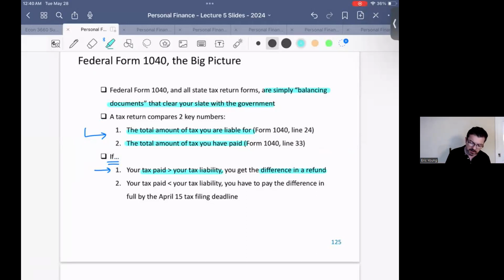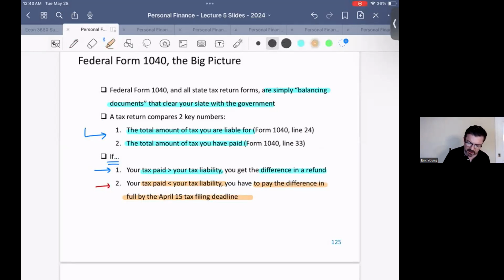On the other hand, sometimes it works out the other way. Sometimes your tax paid is actually less than your liability. So let's say that you had a tax liability of $2,000, but you only had $1,500 withheld. Well, in that case, you did not kick in enough money. You owe the government the difference, and you're going to pay that difference by April 15th to, again, pay the difference, clear the slate, and get your balance to zero.